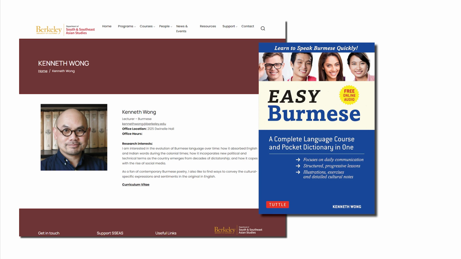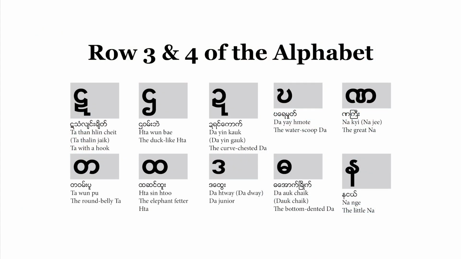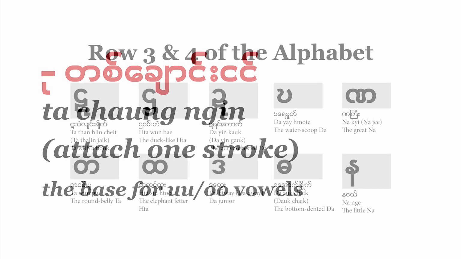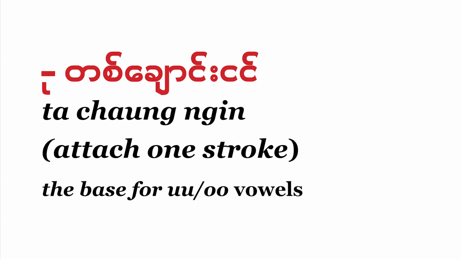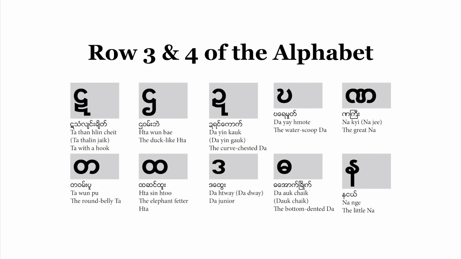In this lesson, I'll introduce you to the letters in the third and fourth row of the Burmese alphabet, and then cover the oo diacritics. That means spelling words with oo vowel sounds. Normally, I introduce you to one row of letters or 5 letters at a time. So why 2 rows in this episode? Because the letters in these 2 rows, row 3 and row 4, have the exact same consonant sounds.